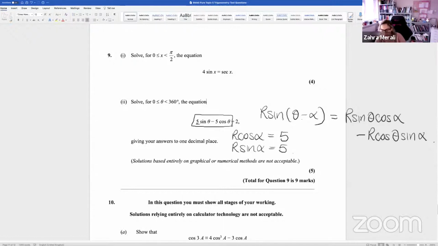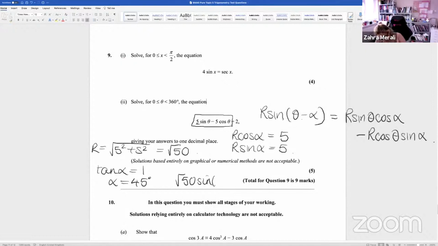So when we solve that, we square and square root to get our value of r. So r is equal to the square root of 5 squared plus 5 squared. So we end up with r being root 50. And tan alpha is sine over cos. So tan alpha is just going to be 1. So alpha is going to be 45 degrees. So we end up with root 50 sine theta minus 45 equals 2. So sine theta minus 45 equals 2 over root 50.